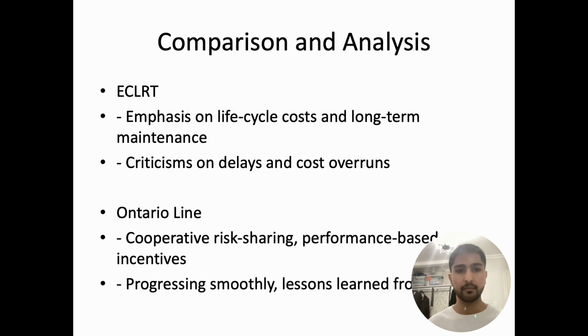Now, talking about the comparison and analysis between the ECLRT and the Ontario Line. First, the ECLRT focuses on long-term maintenance and overall life cycle cost. The challenge it faced is delays and cost overruns, underscoring the need for robust project management and risk mitigation strategies. While the Ontario Line uses cooperative risk sharing and performance-based incentives. The project is progressing smoothly, benefiting from lessons learned from the ECLRT project.